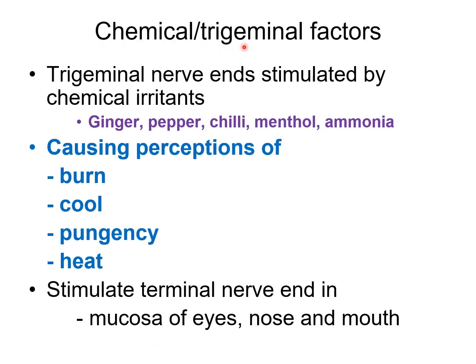Now let's look at the chemical or trigeminal factors. Trigeminal nerve endings are stimulated by chemical irritants like ginger, pepper, chili, menthol, and ammonia. These trigeminal factors can cause perceptions of burn, cool, or pungency, heat, mostly in ginger, pepper, and chili.